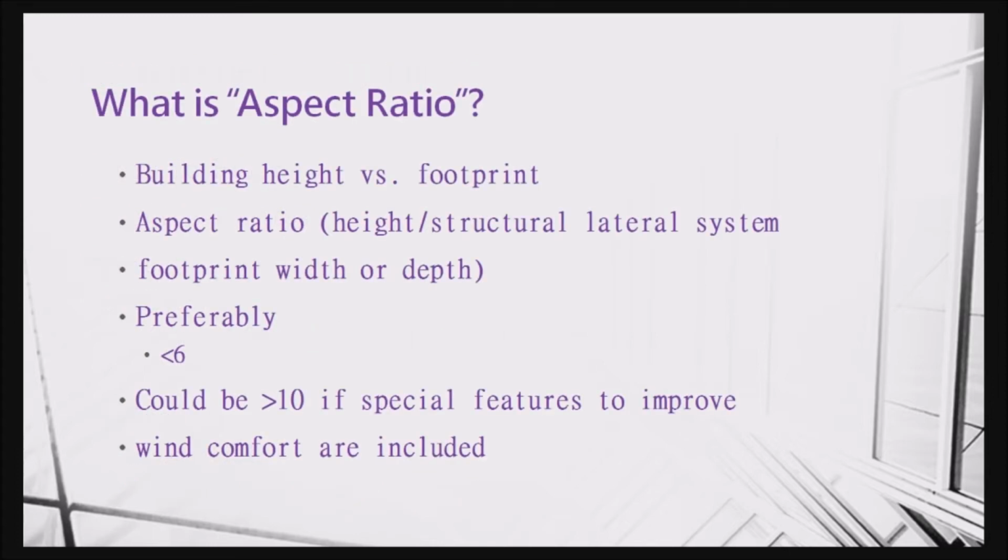And then you need to understand the so-called aspect ratio. This lets you identify whether the building is a very special building or a very common building. Most likely, if the value is larger than 10, we say there's a need to have a special feature to take the wind loading. The aspect ratio formula is the height divided by the footprint, the width or the depth.